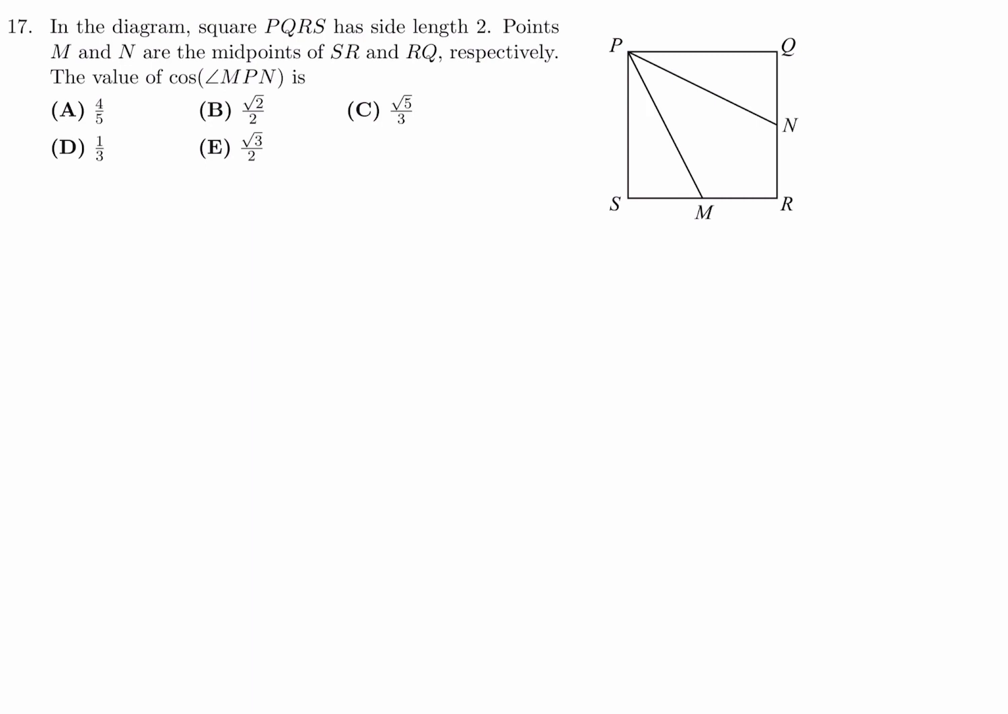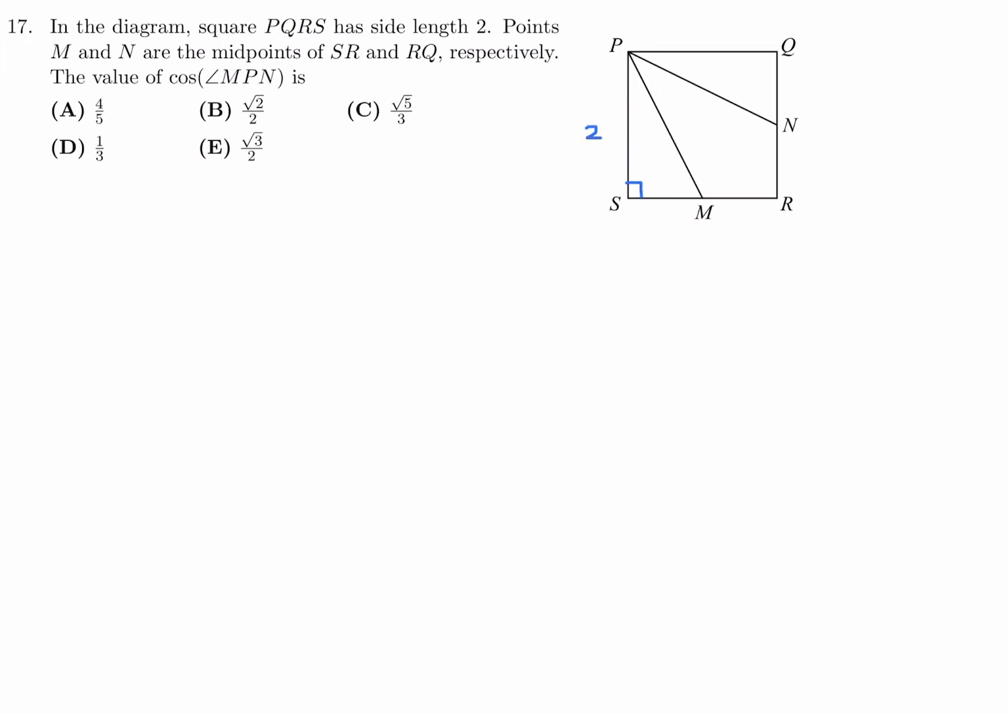In the diagram, square PQRS has side length 2. Points M and N are the midpoints of SR and RQ respectively. What is cos of MPN? Well, on the Canadian exams, you're allowed to use a calculator. So let's use a calculator. Why not?